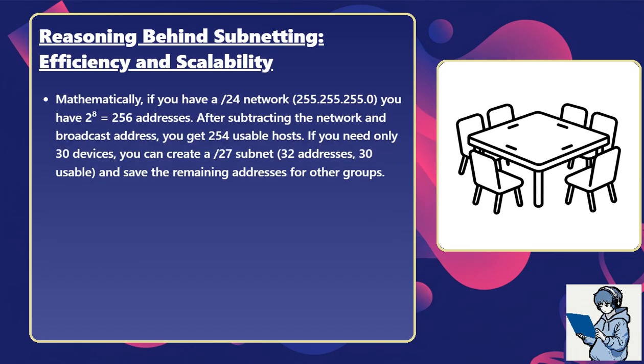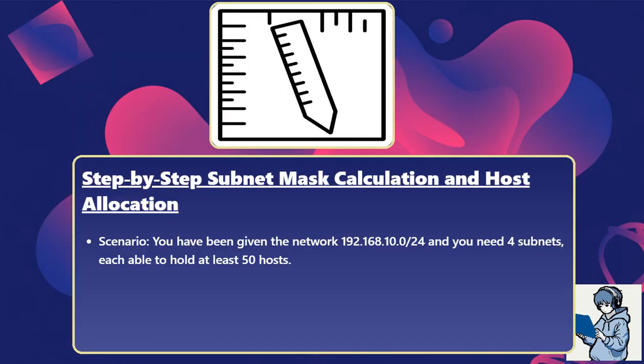Mathematically, if you have a /24 network, 255.255.255.0, you have 2^8 = 256 addresses. After subtracting the network and broadcast address, you get 254 usable hosts. If you need only 30 devices, you can create a /27 subnet, 32 addresses, 30 usable, and save the remaining addresses for other groups.